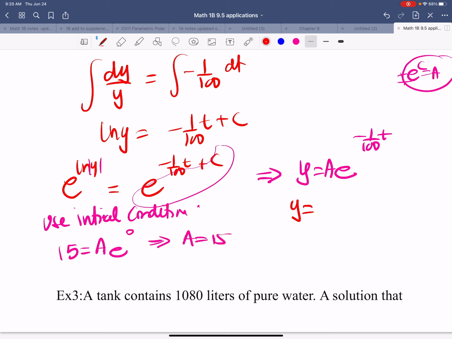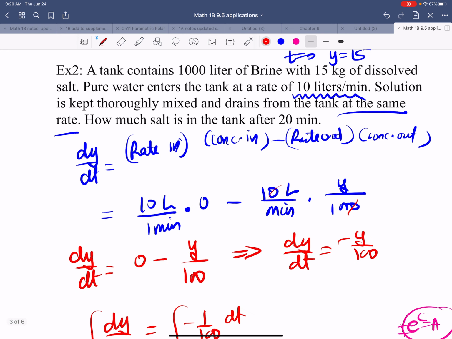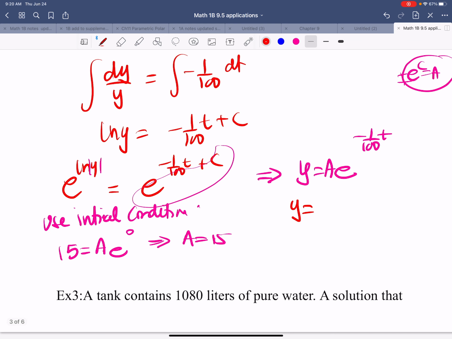My particular solution for this equation turns out to be y is equal to 15 e to the power negative 1 over 100 t. Now, this is our solution.